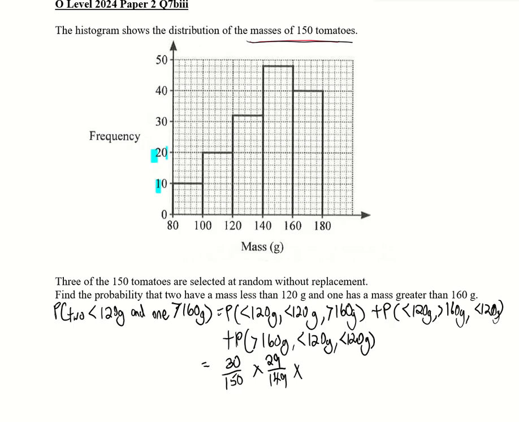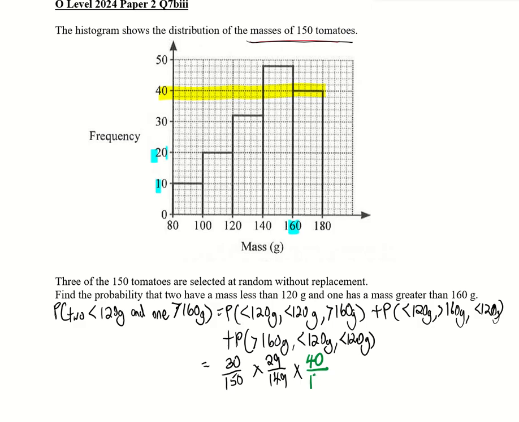Now I multiply again by the 160 gram tomato, and I check the histogram. Greater than 160 gram, I have 40. Alright, I have 40 of it. And the total number decreased by 1 again.